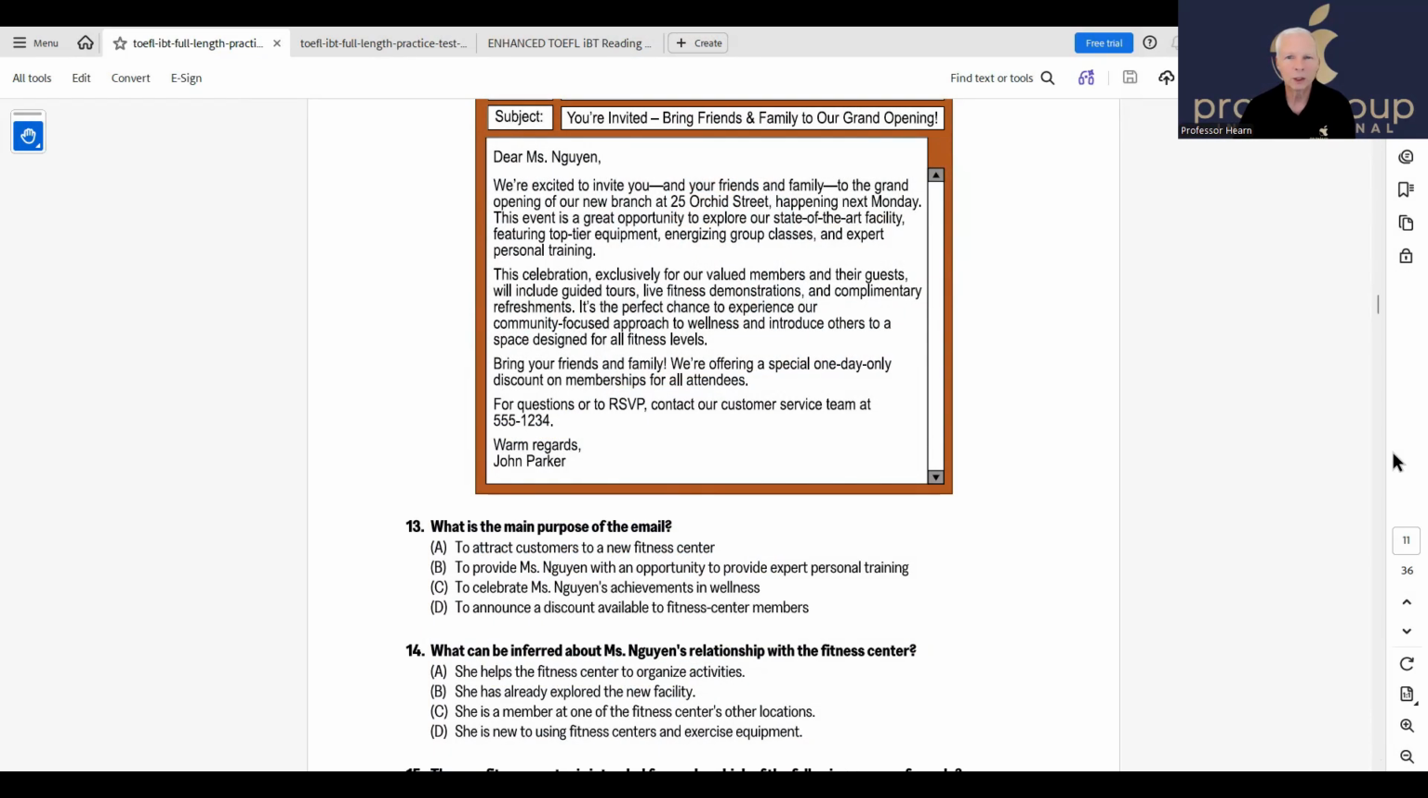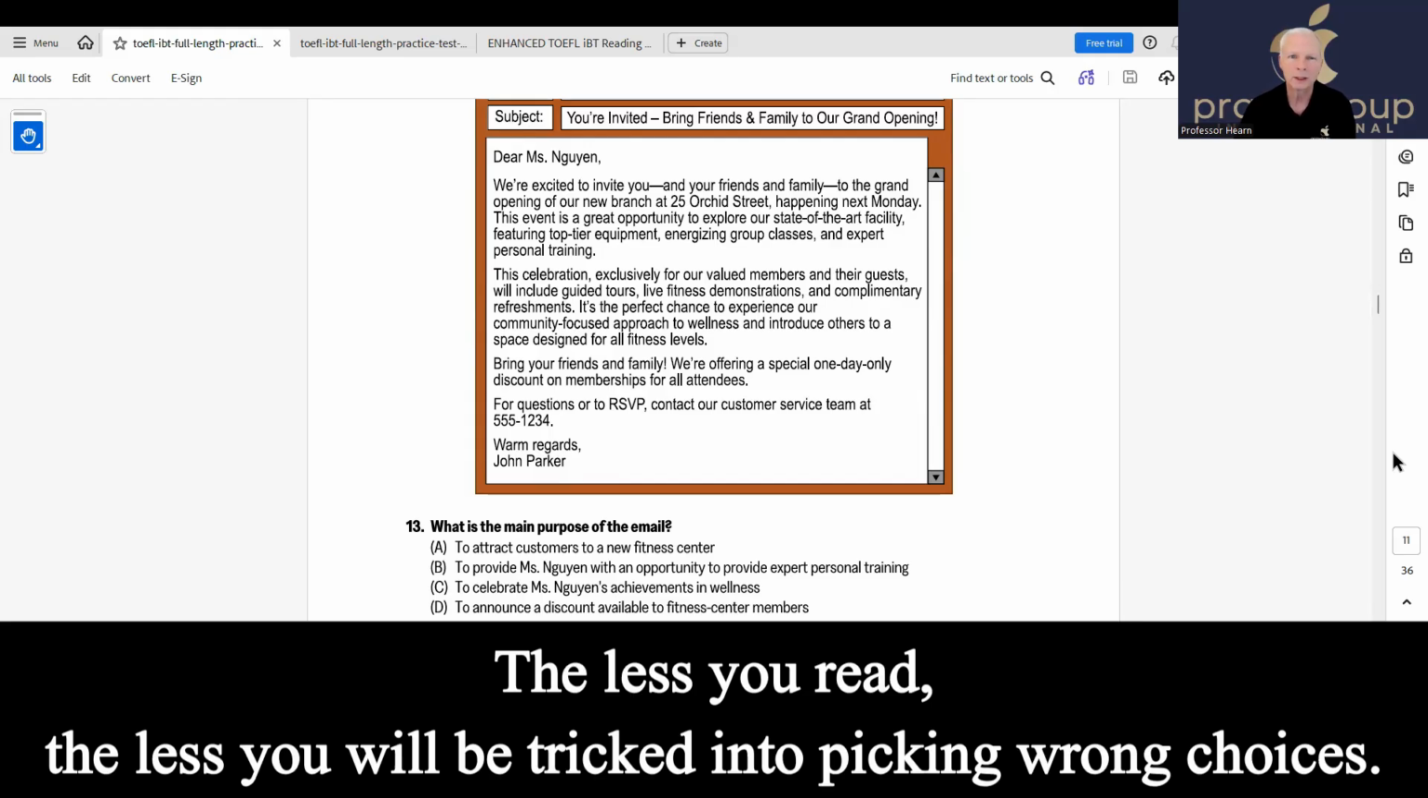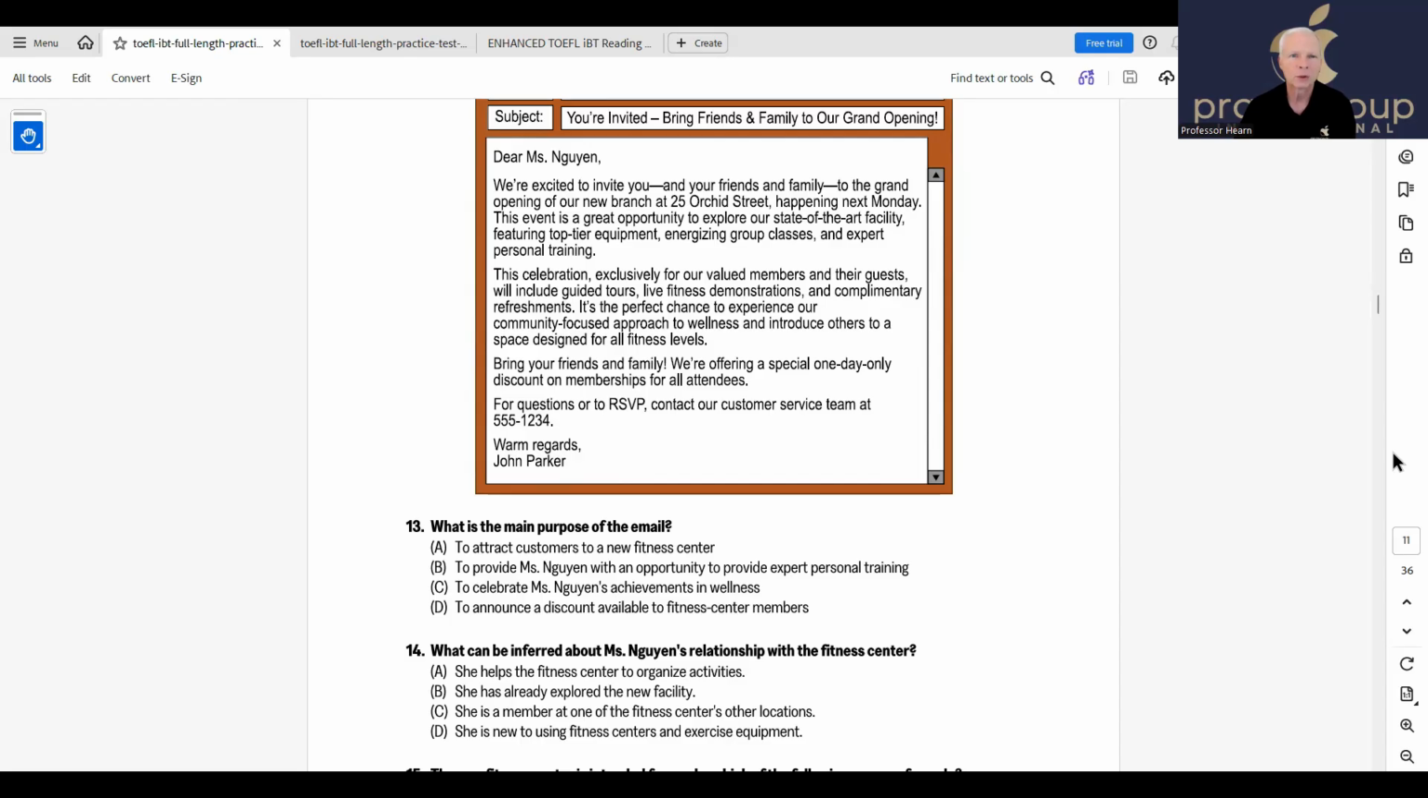Here's a situation that you will see quite often on the new TOEFL iBT. It's a short passage, and it's very tempting to read the entire passage first before answering the questions. But remember, there's a lot of extra information in the passage that is designed to trick you into picking wrong choices. Besides, it's a time test with very little time. The less you read, the higher your score will be. So the first thing we do is skip the reading, go directly to the questions.